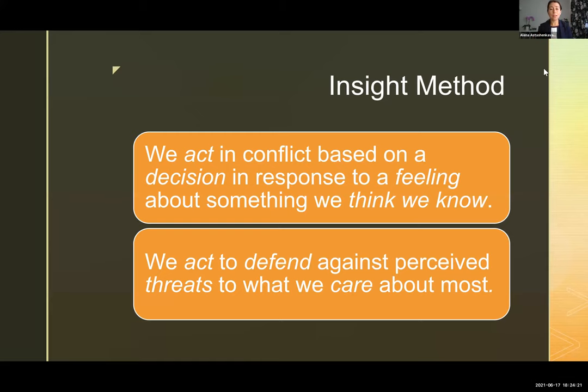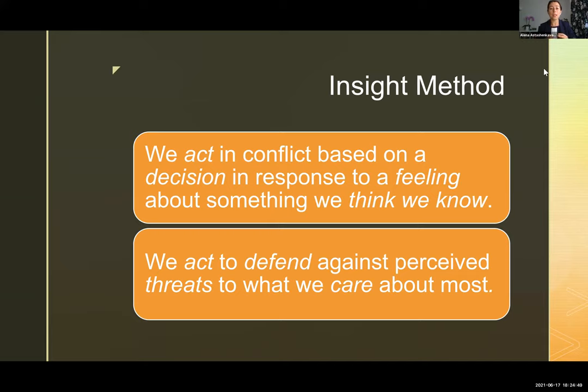The Insight method says that our actions in conflict are based on the decisions we make in response to how we feel, to a feeling about what we think we know. So when I see the bear, I know that this is a bear and my feeling is fright. And I know the decision has to be freeze, don't run away. And that is my action to freeze.